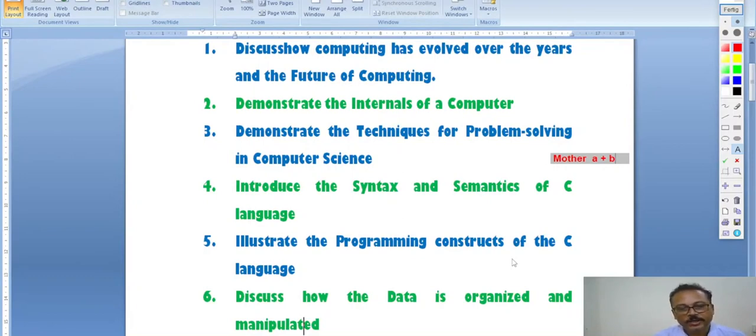Discuss how the data is actually organized and manipulated. How do you represent the data logically? I will give you a simple example for this one. Say this telephone directory. If we take any telephone directory, check it. It is organized alphabetically. So name and then phone number, etc.